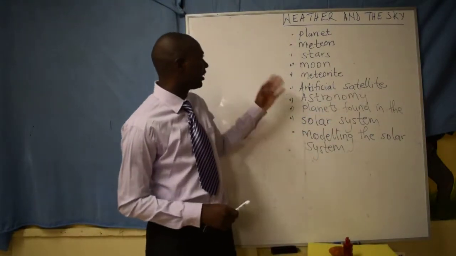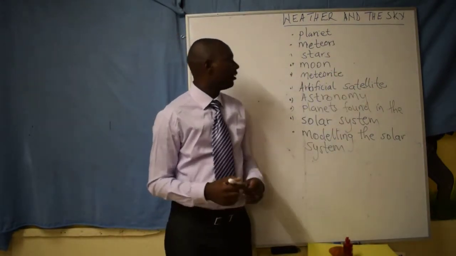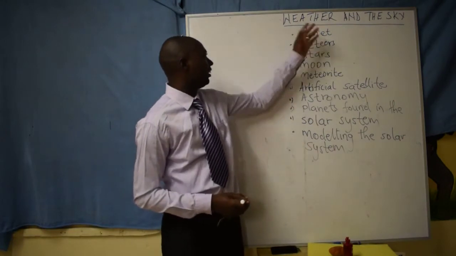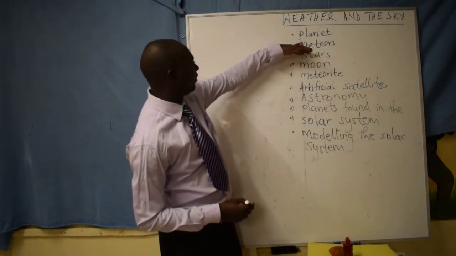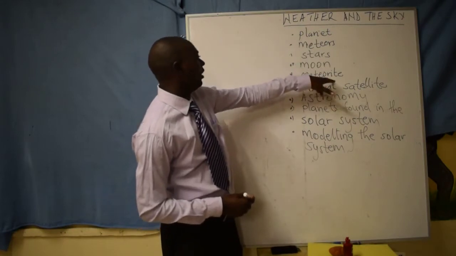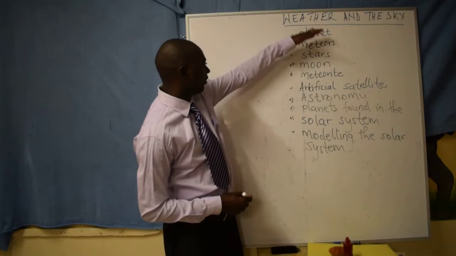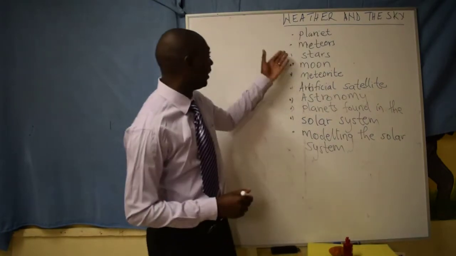In the sky, that's what we call the space. There are several things you get in the space. The first one is a planet, the other one is a meteor, the other one are stars. We also have the moon, we also have a meteorite, but the meteorite, you don't see it in the sky. You can't see all these in the sky.